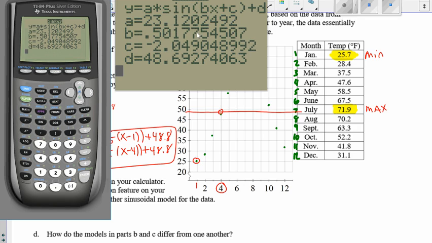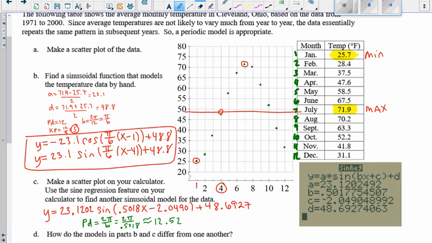Now, when you're doing your sine regression in your calculator, notice that the equation is a little different than what we have, because they didn't factor out the b value here, so they leave it in there. So that means our phase shift looks a little bit different. So we would actually have to factor out the b to see how closely it matches what we have. But now I can go ahead and write this equation down on my paper.